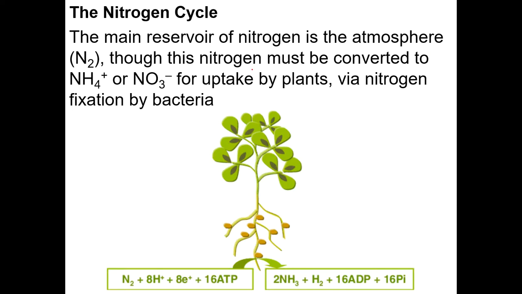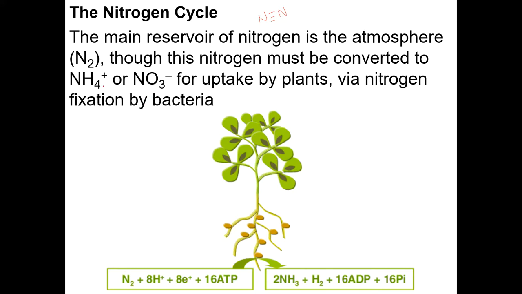The atmosphere is 80% nitrogen, which is a lot, but almost no one can use this nitrogen because the nitrogen, N2, is triple bonded. And those are covalent bonds. They're super, super strong. And plants just don't break it down. So it has to be broken down, though, to ammonia or nitrate and nitrite.